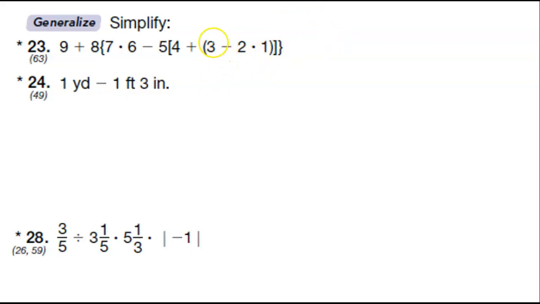So this is going to be 1. So this is going to be 5. So that's 25 minus, this is 42. So 42 minus 25. Then I would have to do this one, multiply by 8 and add 9.